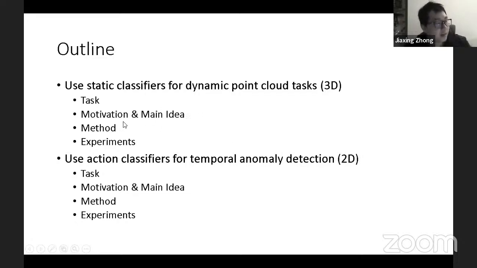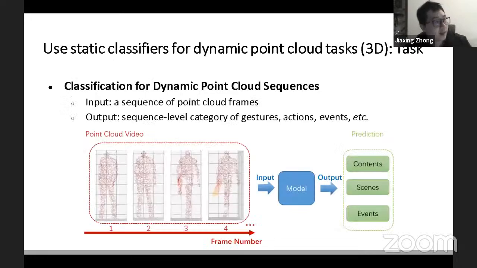First, let's look at the first one: how we use static classifiers for dynamic point cloud models. It's the 3D work. First, we would like to talk about our task.